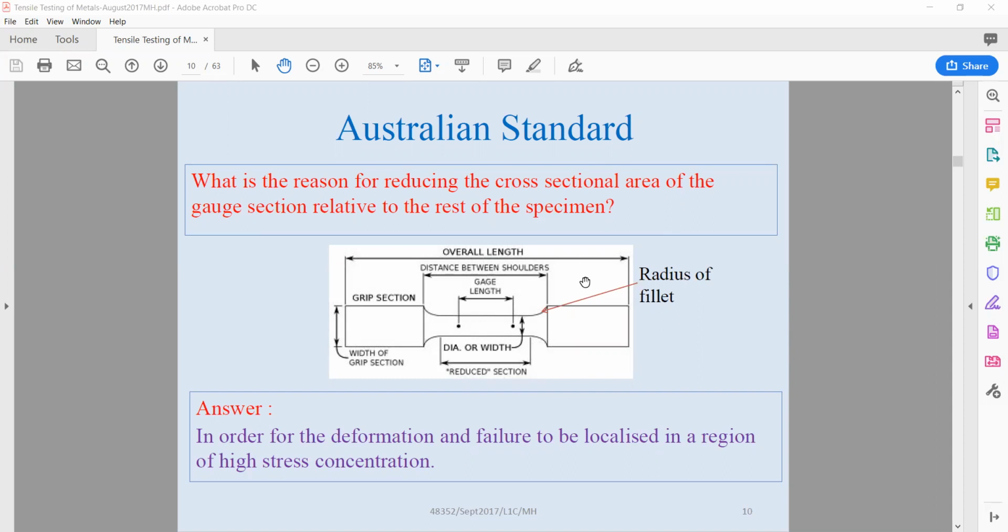All these dimensions are specified in the standard. You have to refer to the standard for the overall length, distance between shoulders, the gauge lengths, the diameter, and the radius of fillet. This is the radius of fillet or the radius of transition where stress is transferred from here to this radius section to this curve. So make sure that this is the right curve.